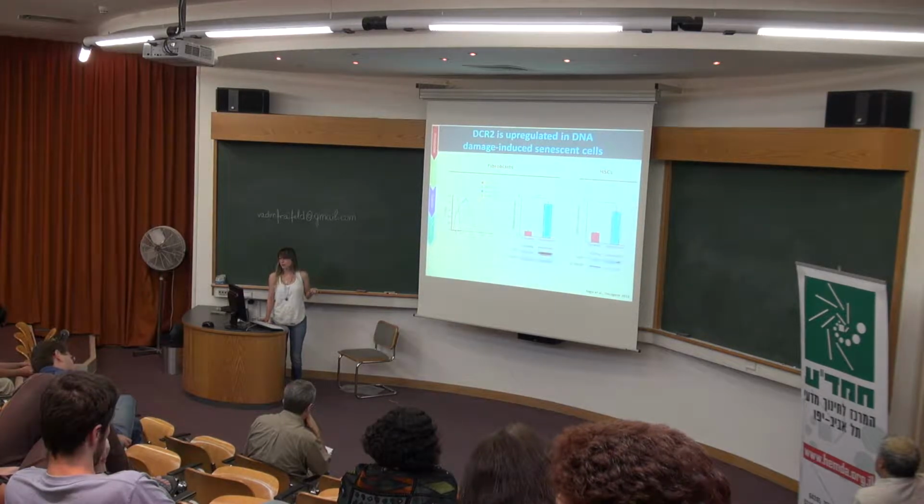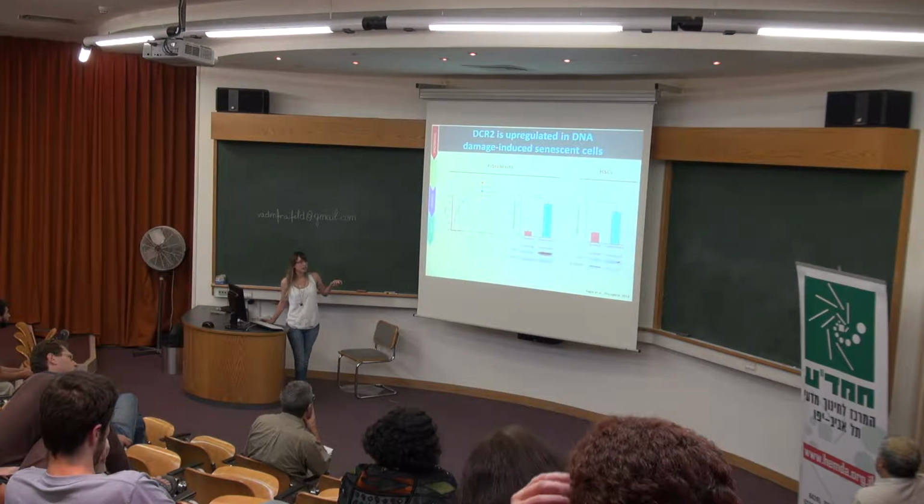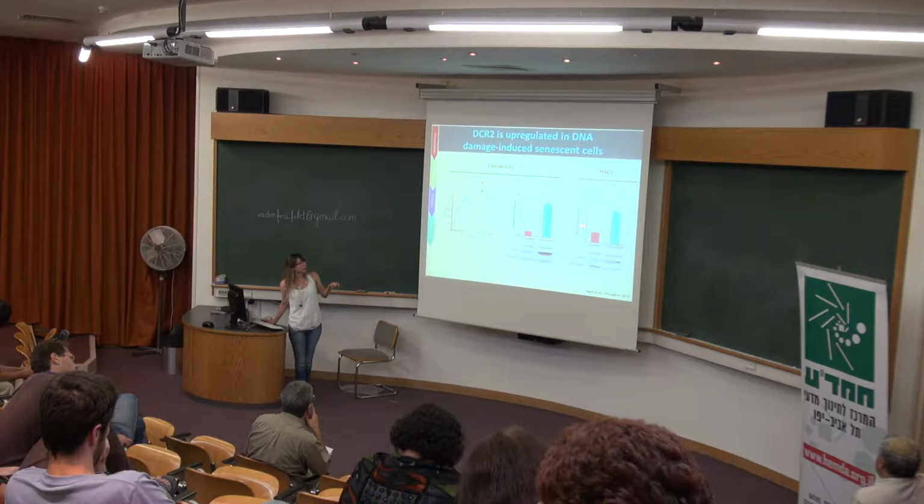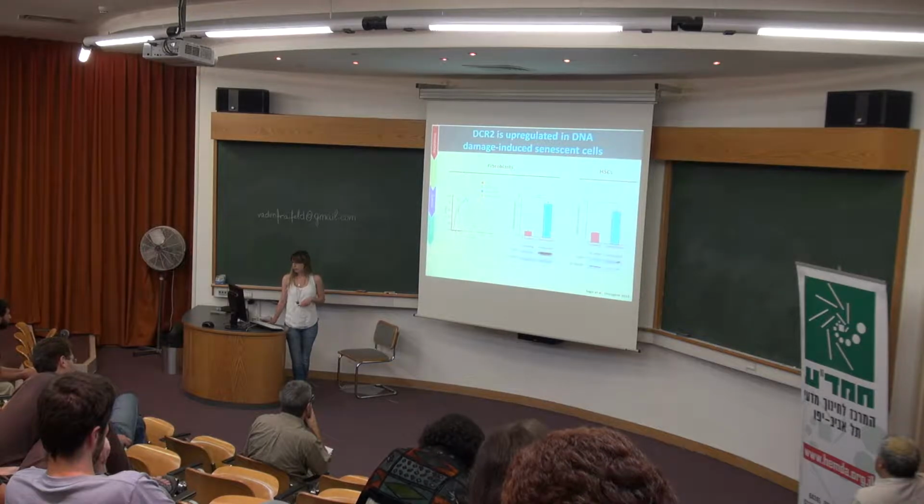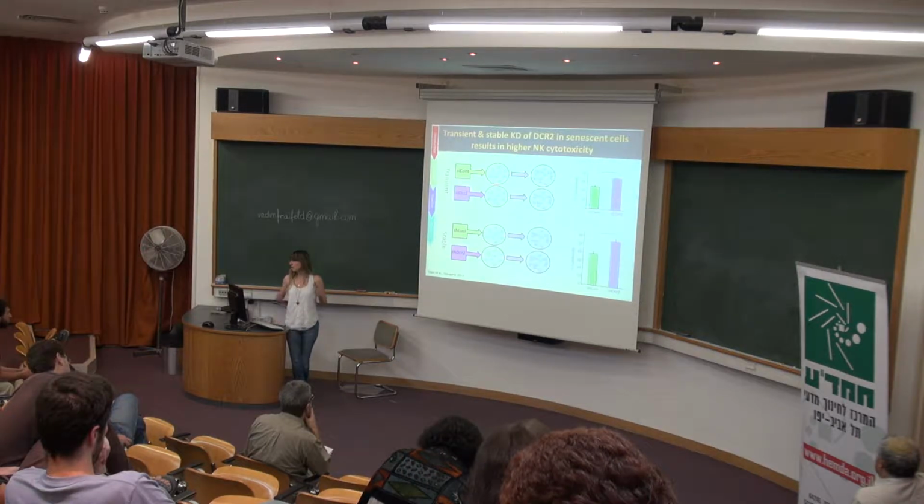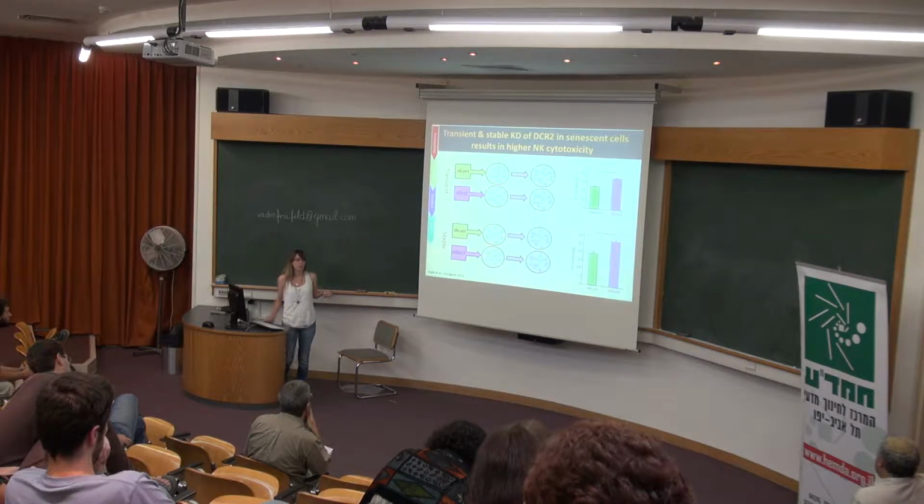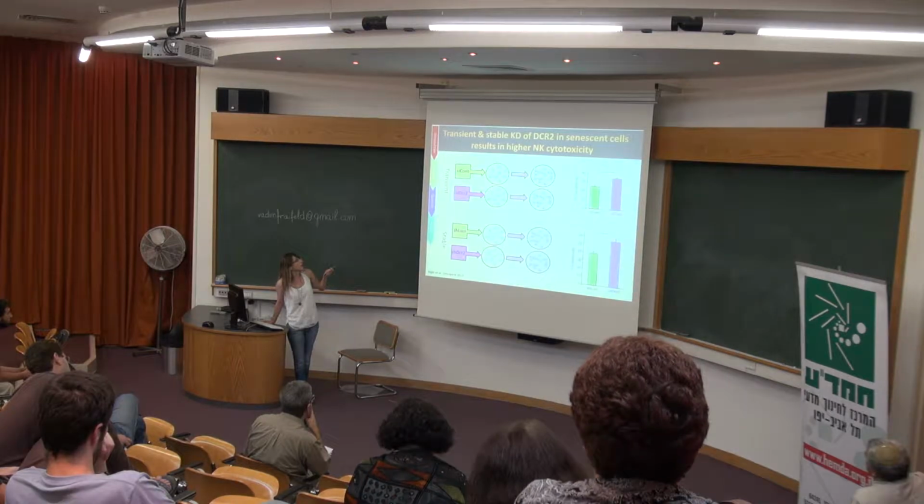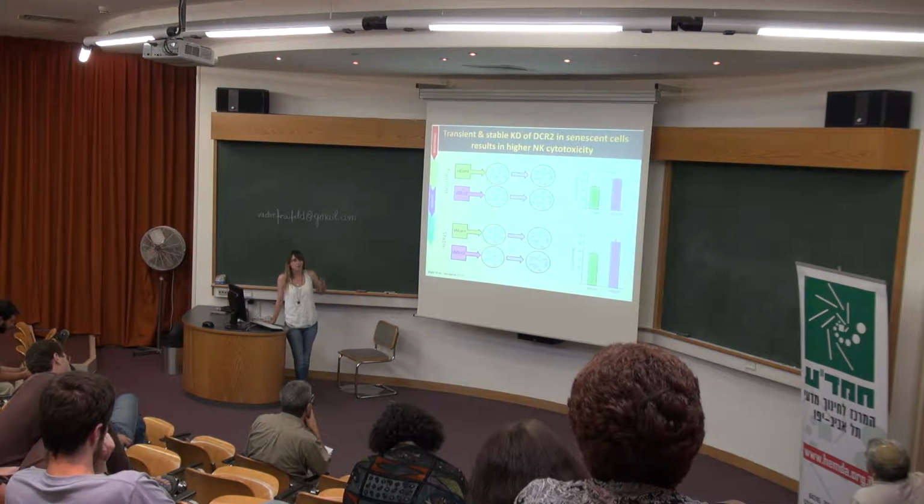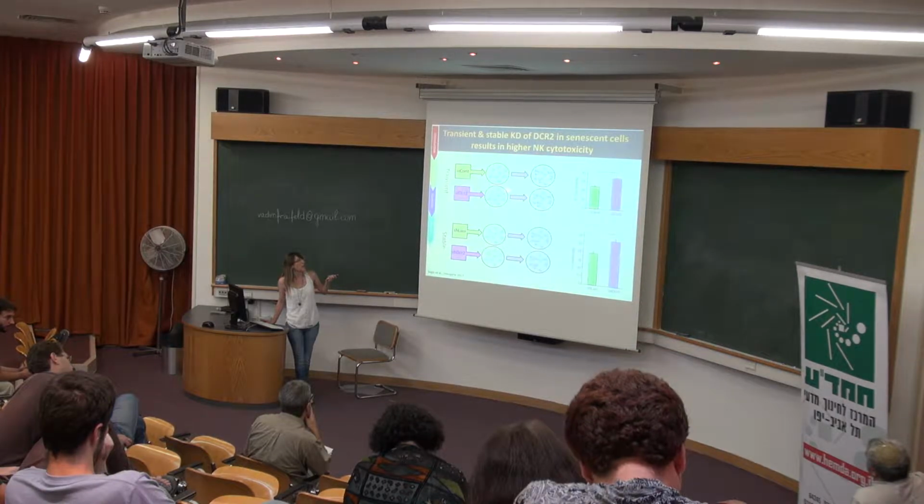This immediately motivated us to check the expression level of DcR2 in our system in DNA damage-induced senescent cells, and as you can see, both at the RNA level and the protein level on the cell surface membrane it is largely elevated. Now, since DcR2 is a competitive inhibitor of death receptor ligands, we thought that this could explain the pathway bias. So to check this directly, we transiently and stably knocked down DcR2, and we found that this results in a higher NK cell cytotoxicity towards senescent cells.